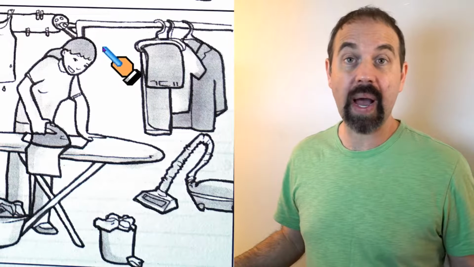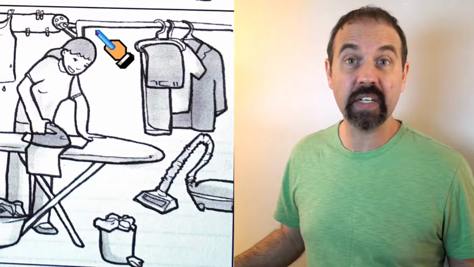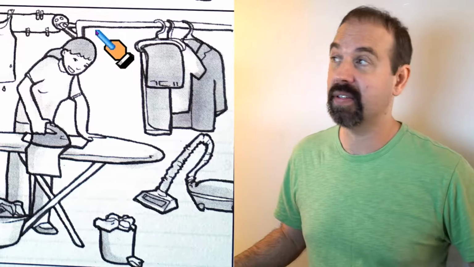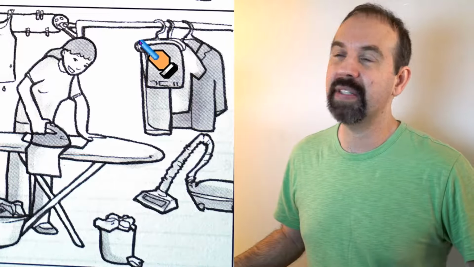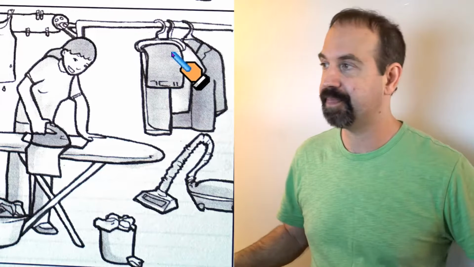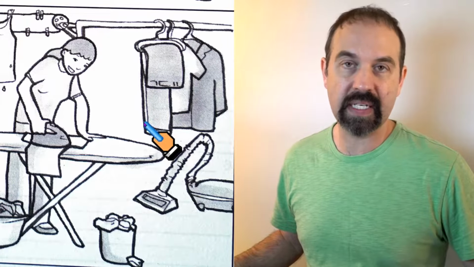And here we see a rack where she hangs the clothes that she's already washed, dried, and ironed. These right here are called hangers. So she hangs the clothes on hangers. Let's move on to the next image.